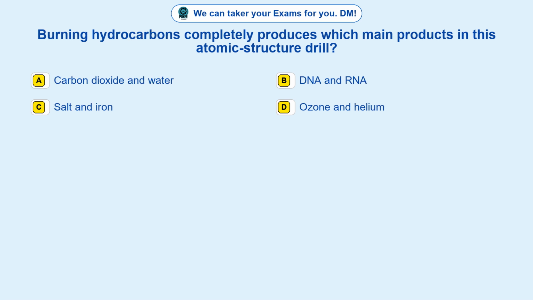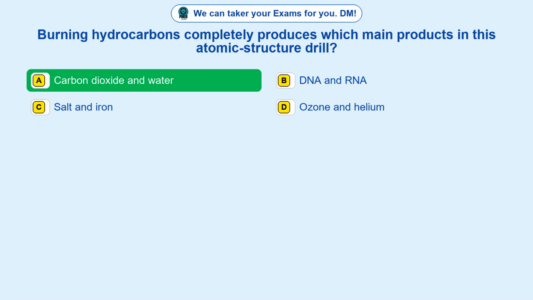Question 55. Burning hydrocarbons completely produces which main products in this atomic structure drill? Option A, carbon dioxide and water. Option B, DNA and RNA. Option C, salt and iron. Option D, ozone and helium. The correct answer is option A, carbon dioxide and water.